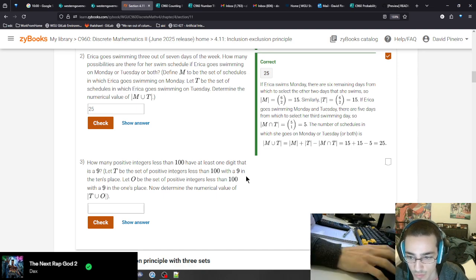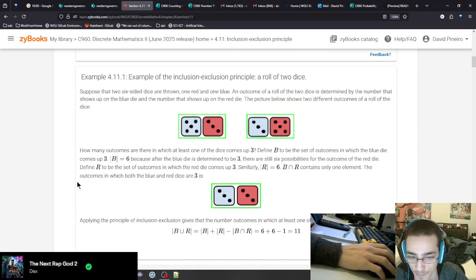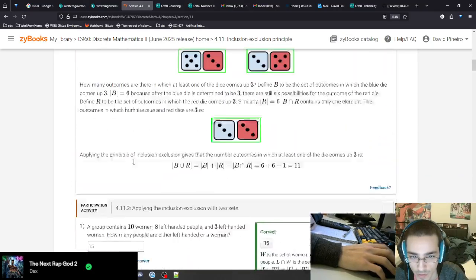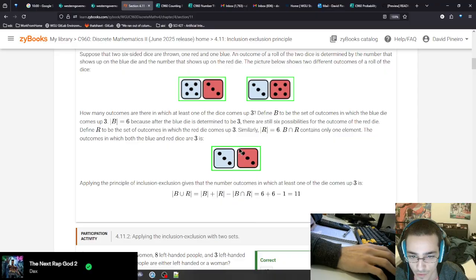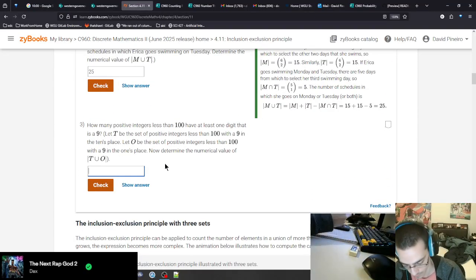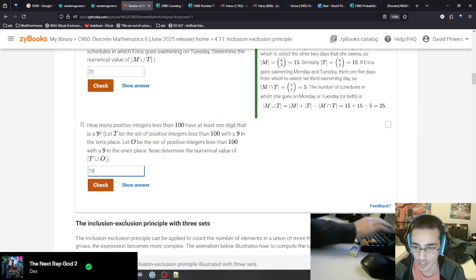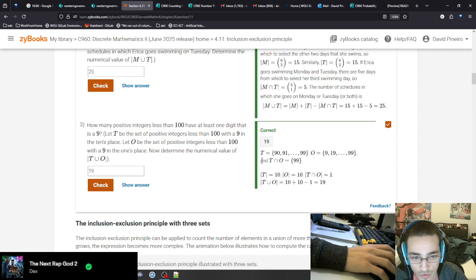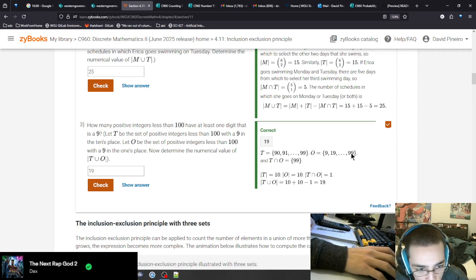Isn't it gonna be 1 because you just have 99? 99 is the only 2-digit 9 number. Yeah, I was looking here to see if they subtracted a 1 as well for this one. They did, so okay. So it's 10 plus 10 minus 1. 19. Cool. Okay. Very nice.